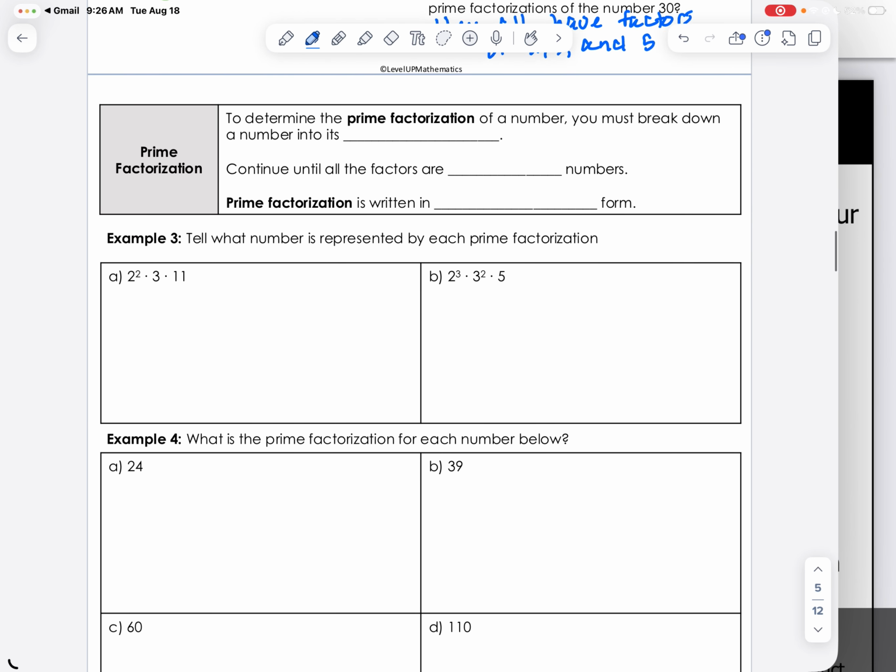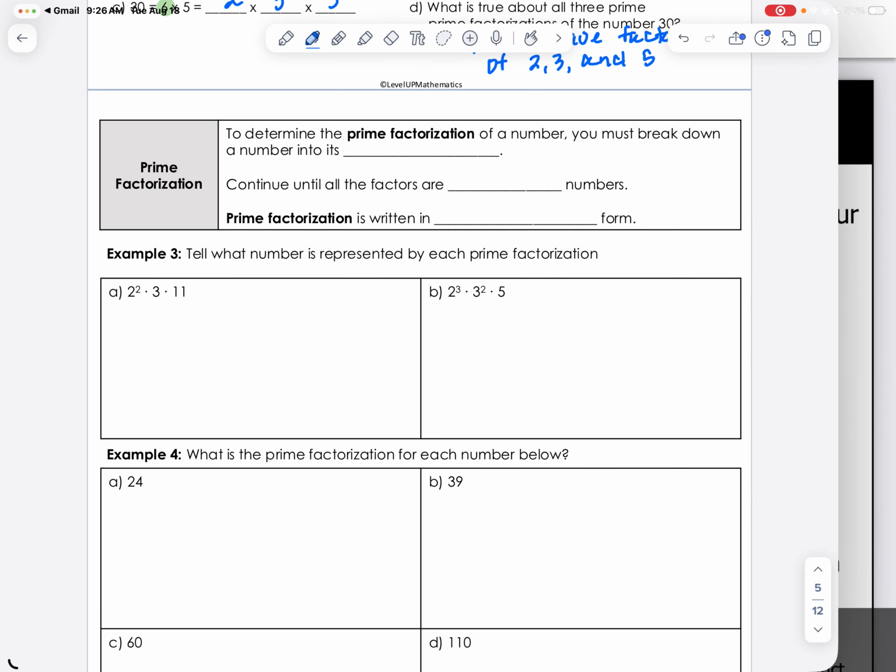All right, prime factorization. To determine the prime factorization of a number, you must break down a number first into its factors, and then continue until all the factors are prime numbers. Prime factorization is written in exponential form. And I'll explain what that means more in just a minute.